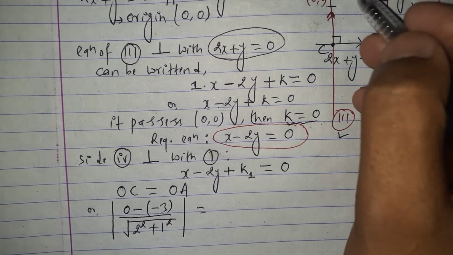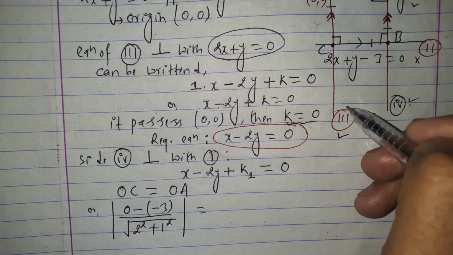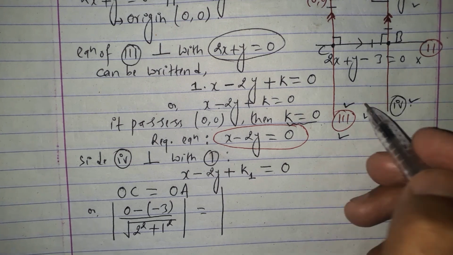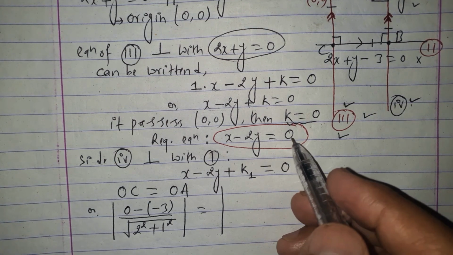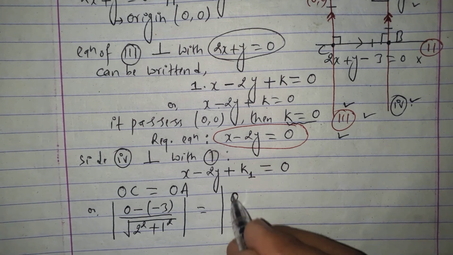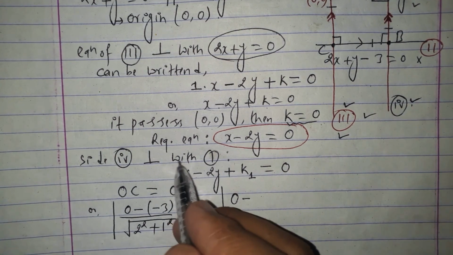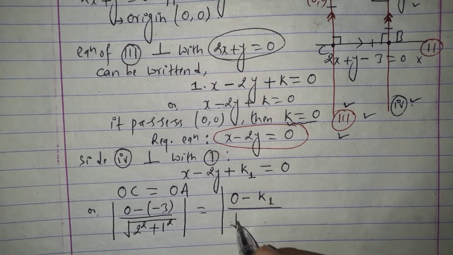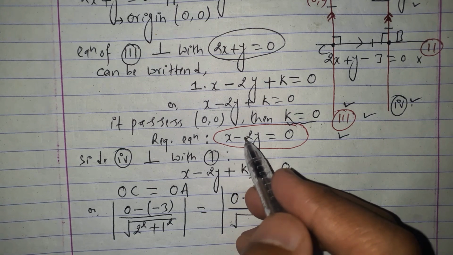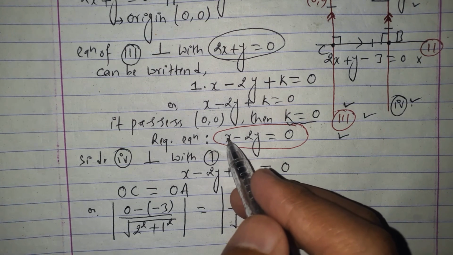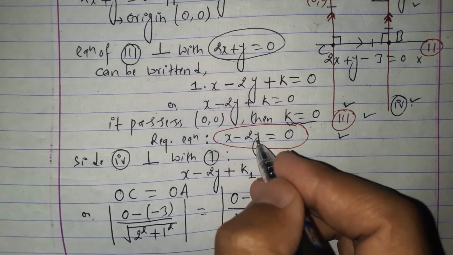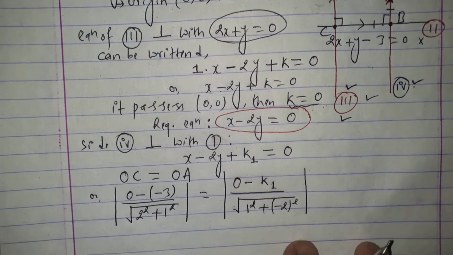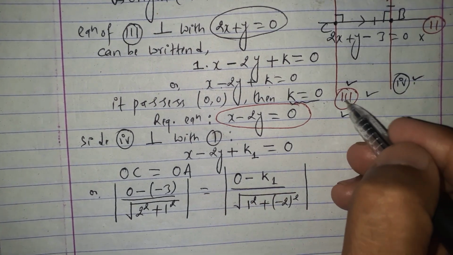And OA is the distance between the parallel lines third and fourth. The equation of the third has been calculated, and in this equation the constant term is 0, minus the constant term in equation 4, which is k1, all over the square root of the coefficient of x squared, 1 squared, plus the coefficient of y squared, -2 squared. This is the distance between the two parallel sides, third and fourth.